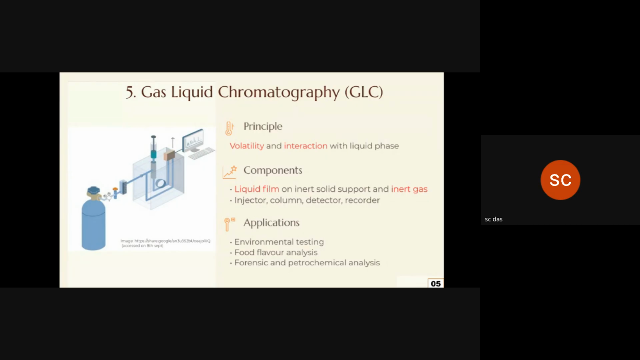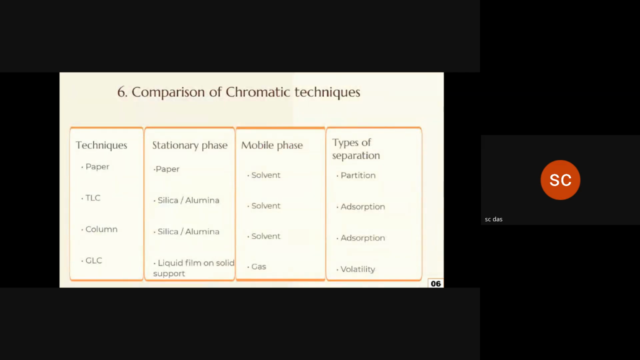The instrument requires several components: an injector, a column, a detector, and a recorder. Now, let us take a quick look at applications. Gas liquid chromatography is a powerful tool with wide-ranging applications, including environmental testing, food flavor analysis, forensic and pharmaceutical analysis.